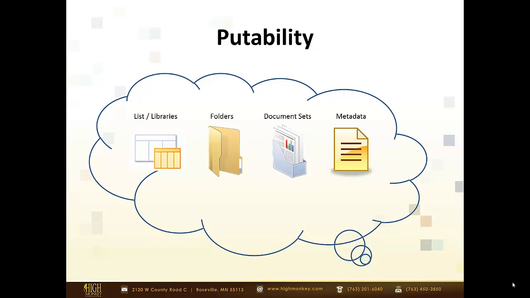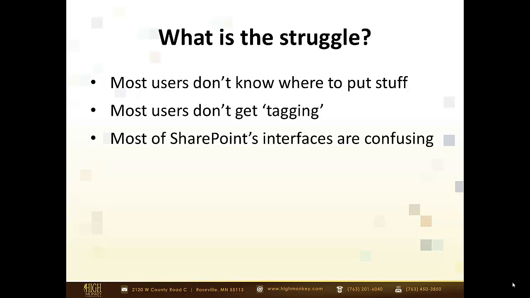So, in putability, we have our lists and libraries, our folders, our documents, our metadata, our 15 different ways that we can store information and put it in there. But why is there a struggle around this? Well, the fact of the matter is most users don't know where to put their stuff. Just like when I'm looking for something, I need to have some ability to understand where to go to find it, I also need to understand where to go to put my stuff. And this whole concept of tagging and metadata is really great, except for most people, it's just way too big of a mind bend and they don't really understand it. And frankly, most SharePoint user interfaces are confusing.